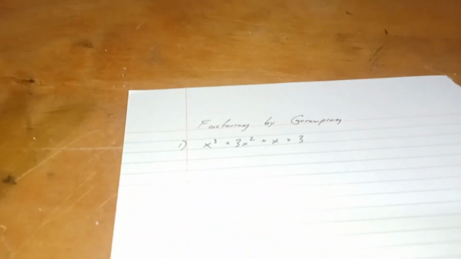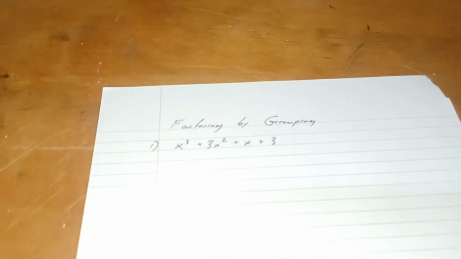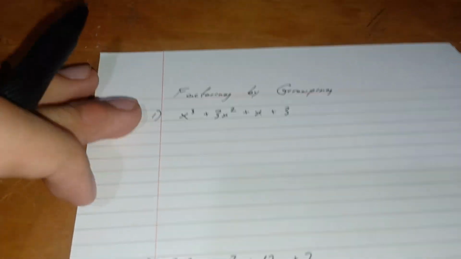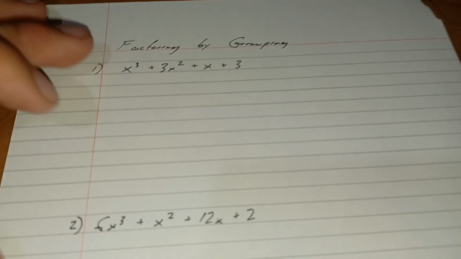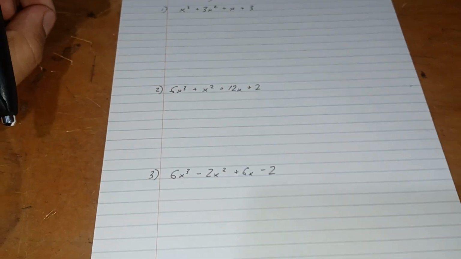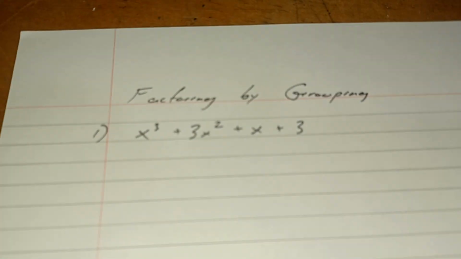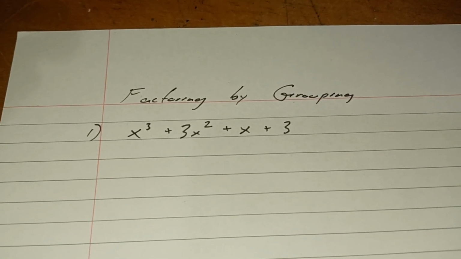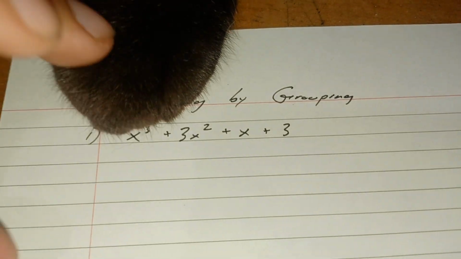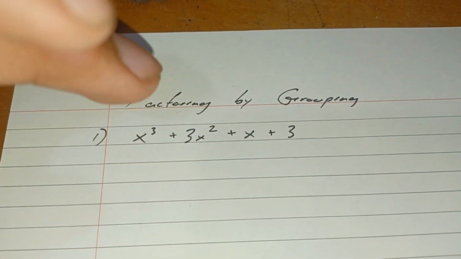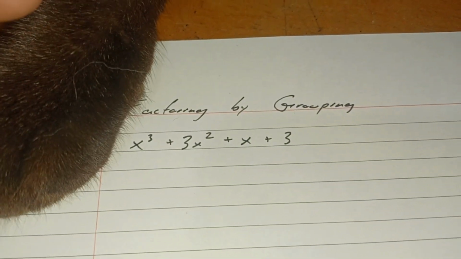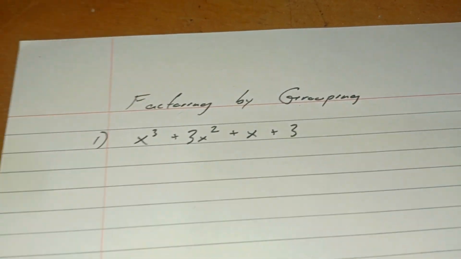Today we are going to be factoring by grouping. So we have three problems here, and we are going to factor them thoroughly. Number one, we have x cubed plus 3x squared plus x plus 3.